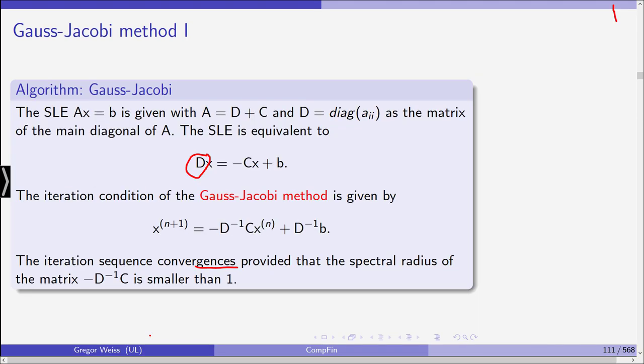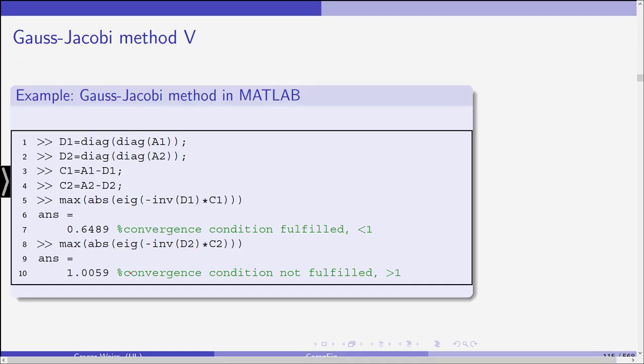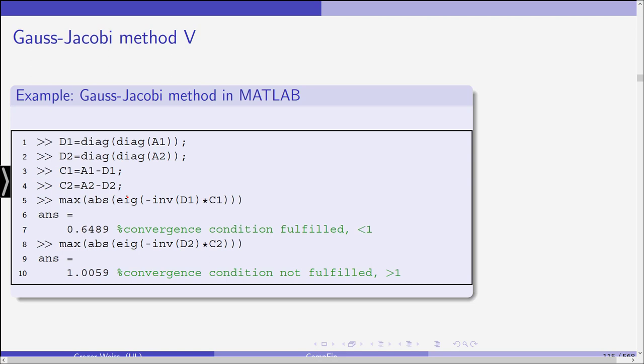Go back to the slide here. We probably should have looked at the spectral radius of the matrix minus D inverted times C, and this is what happened here. You can see that if you calculate the spectral radius, you need to take the eigenvalues, which is given by eig in MATLAB, and the maximum absolute eigenvalue. You can see here for the first matrix A1, the convergence condition is fulfilled. In the second case, it's just slightly above 1 and it will not converge. So that's why we got a woefully inaccurate result here in X2 and a pretty good result in X1. So that's the case here.